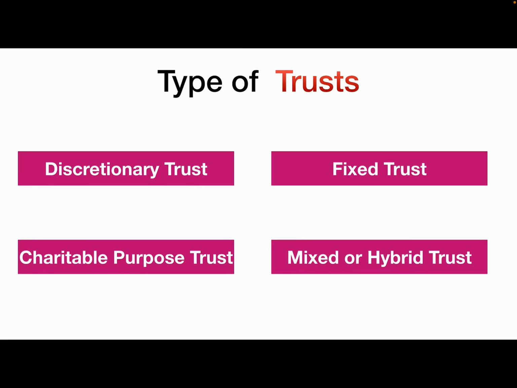Now, the next one is the mixed or hybrid trust. It does not strictly fit the description of only one type of trust. Mixed trusts demonstrate just how flexible trusts can be. A good example of a mixed trust is a trust where some assets are treated as though they were part of an interest in possession trust, while other assets are treated as though they were part of a discretionary trust.